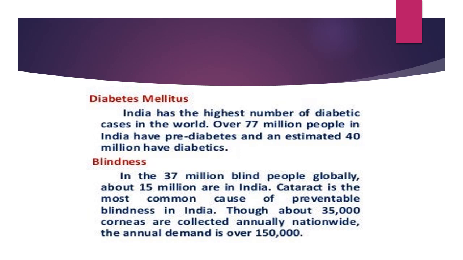Around 35,000 corneas are collected annually nationwide, that is, donated nationally. But the annual demand, meaning how many people need surgery, is around 1,50,000 corneas. They are collecting only 35,000, which is not at all enough for many of them.